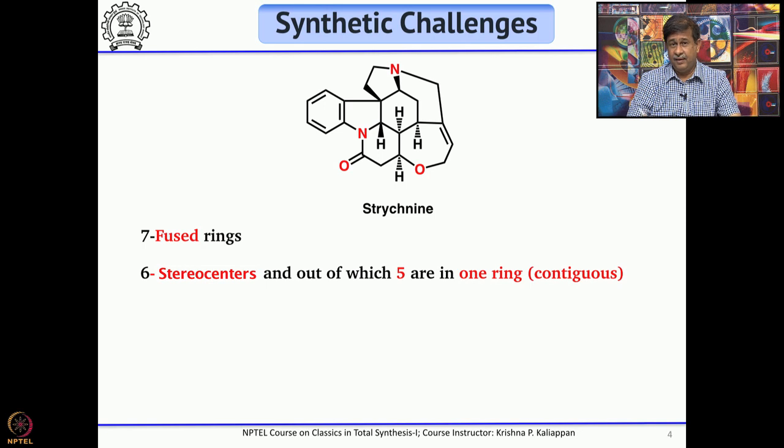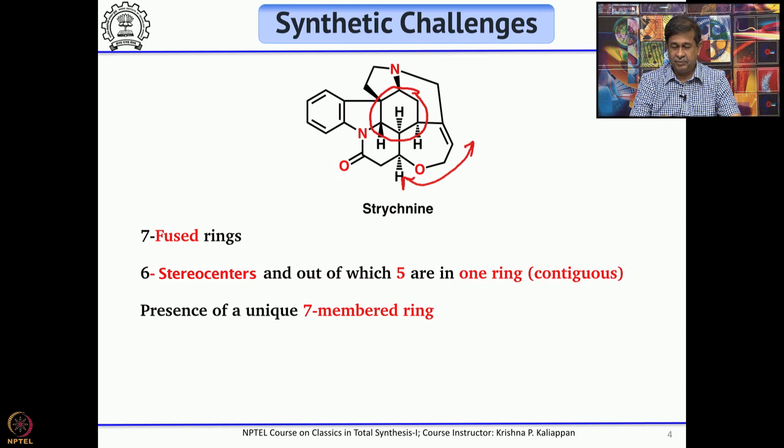Among these 6 stereocenters, 5 stereocenters are in this one ring. And the next task is that all the 5 stereocenters of this ring are contiguous. This makes it much more challenging, because you have to introduce 5 contiguous stereocenters in one ring. Another interesting aspect of this molecule is this 7-membered ring. This is a unique 7-membered ring which was not seen in other natural products. It was the first time such a unique 7-membered ring was seen in an alkaloid. Then there is a spirocenter. So is it possible to locate the spirocenter in this molecule?